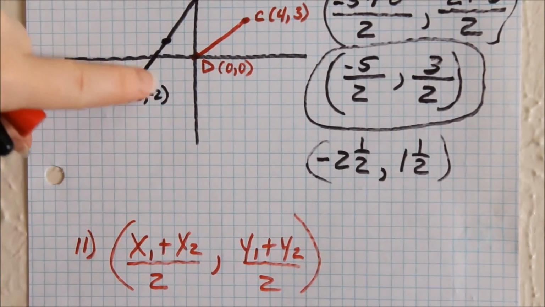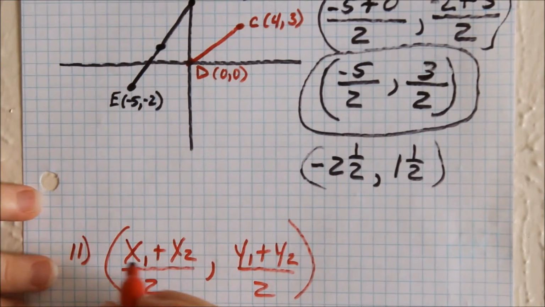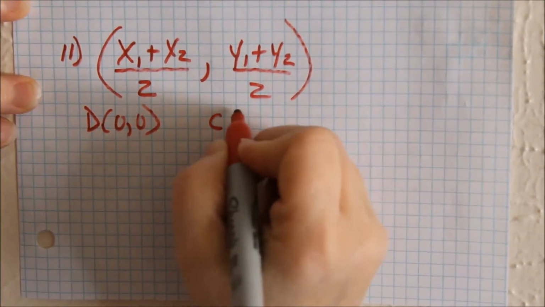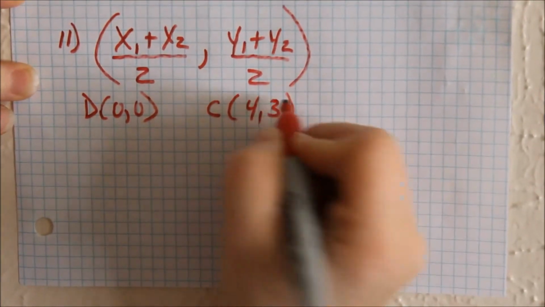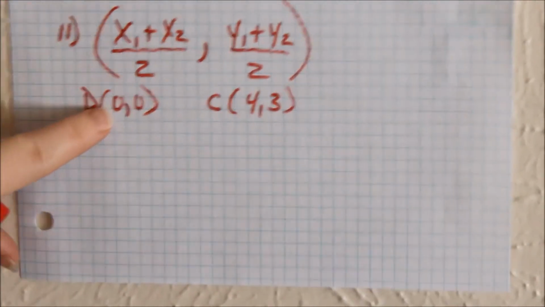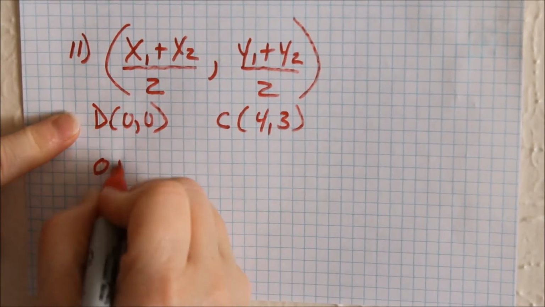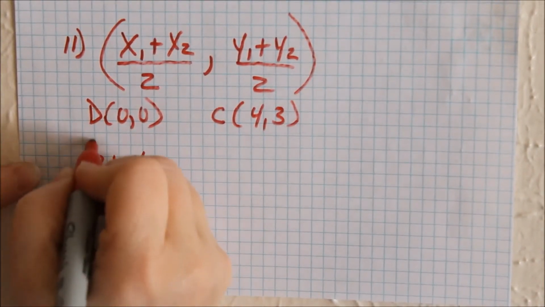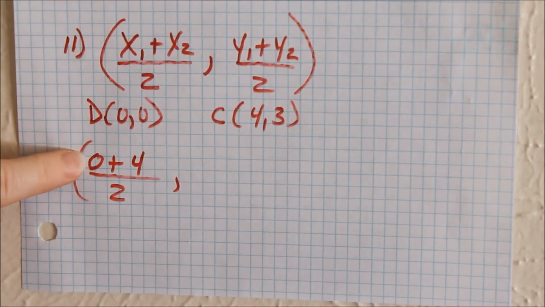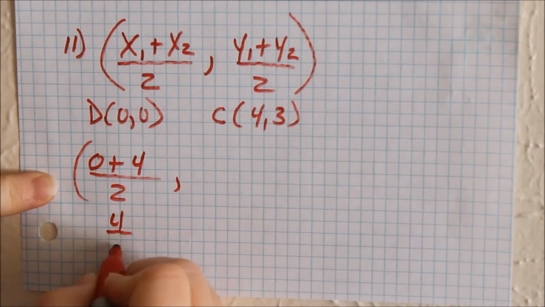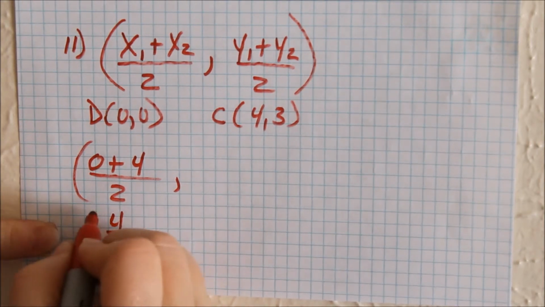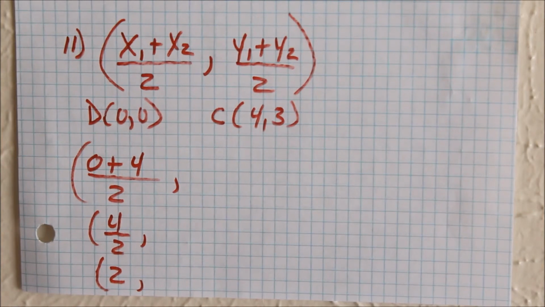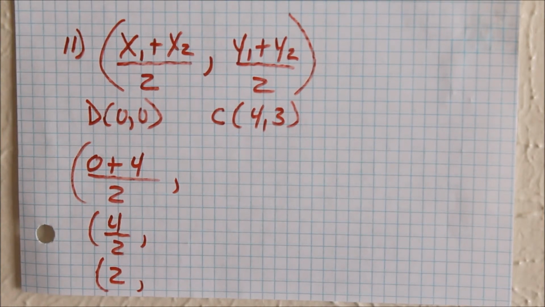Okay, so my coordinates are, I'm just going to rewrite them here. My coordinates were 0, 0, and then point C was 4, 3. So averaging my x coordinates, I have a 0 plus 4. I'm adding 2 numbers, so I'm dividing by 2. 0 plus 4 is 4 divided by 2, and 4 divided by 2 is 2. Remember, that is my x value for the coordinate of the midpoint.